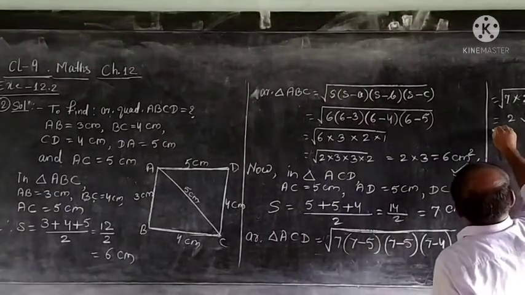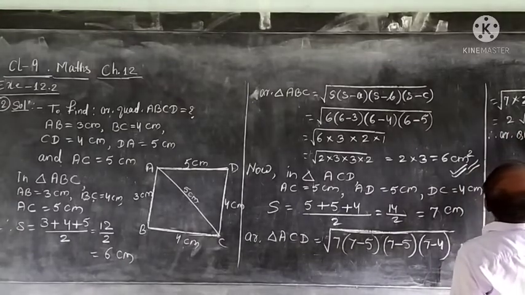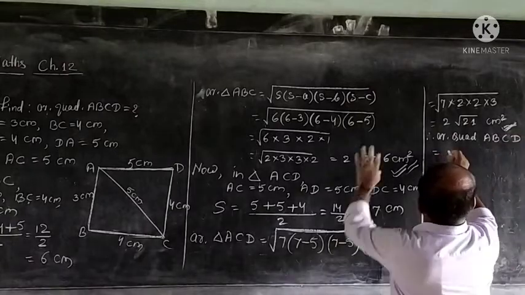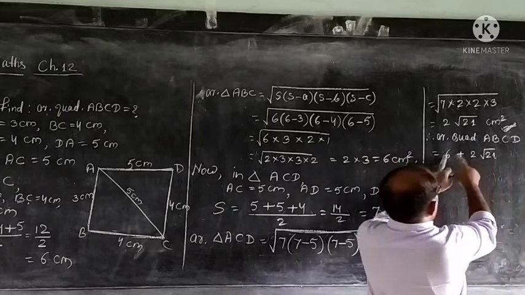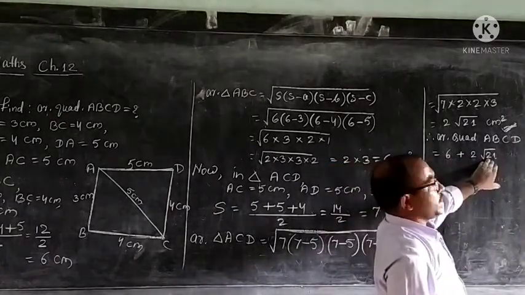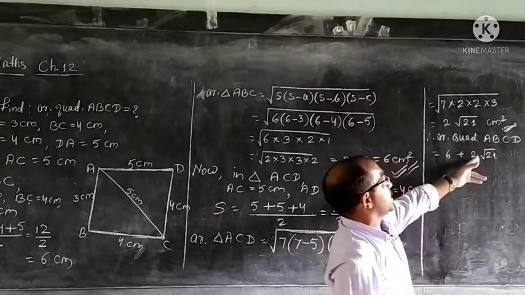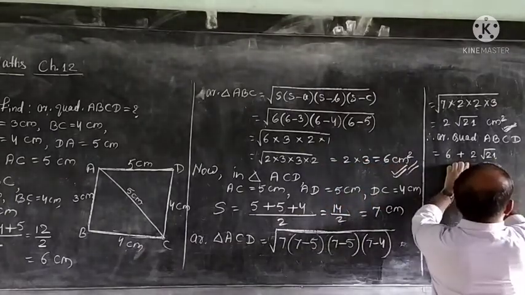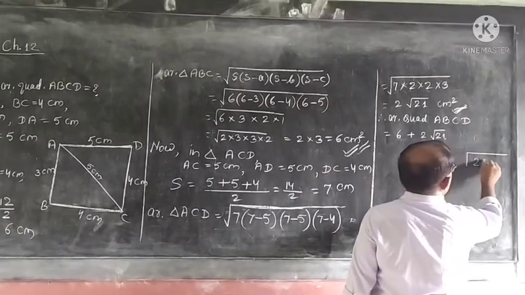So, area of quadrilateral ABCD. How much is it? 6 plus 2 root 21. Please don't add this 6 and 2. We can't add because this is an irrational number and this is a rational number. Reaching here we may make mistakes, seeing 6 plus 2 is 8 root 21, we will be wrong. So, first we will calculate the value of this irrational number, we need to get the square root of 21 first.